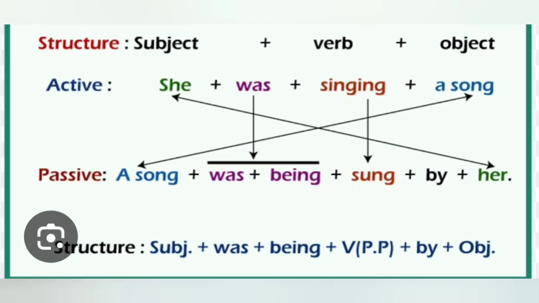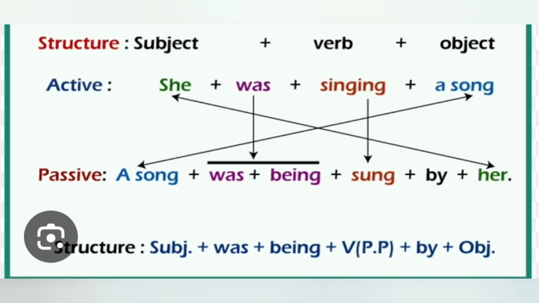And finally, we'll take up one more example where we see that the active voice has the sentence, she was singing a song. If you carefully see here, beta, she was singing a song. She is the subject here. Now, we cannot write she at the end. So, we will convert it into the object, and what will it become? It will become her.